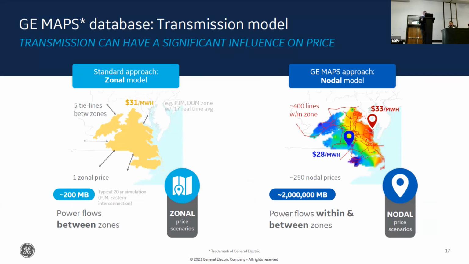NERC releases a new power flow, and we take those power flows and update the models about once a year. And that process in itself takes several months. So it's a very detailed process to incorporate those updates on the power flow modeling.